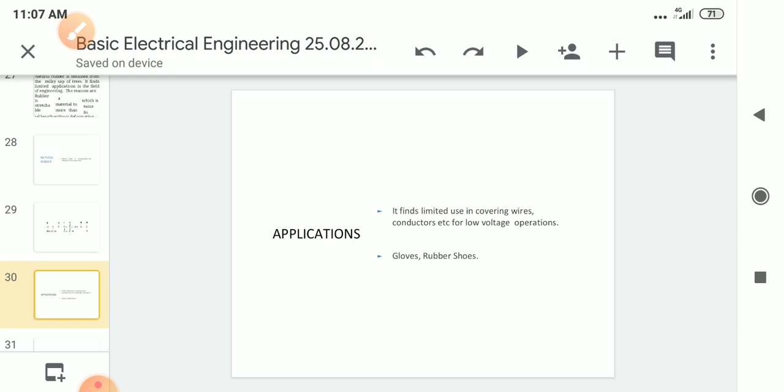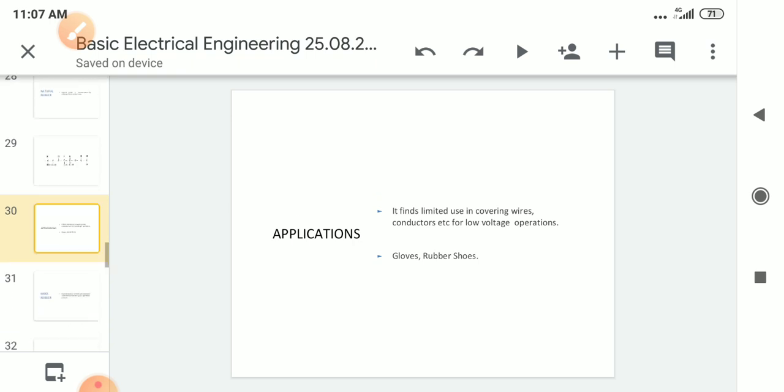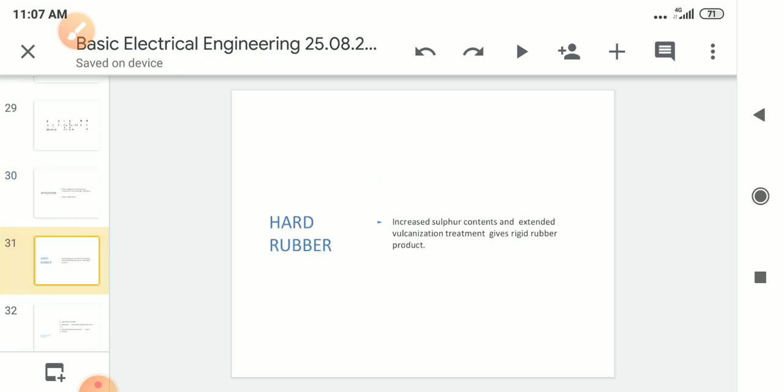So what are the applications? It finds very limited use in covering wires and conductors, etc., for low voltage operation also. Gloves, rubber shoes. For safety purposes, we have uniforms in our laboratories and in our substations, like that. In that, we use this type of gloves and rubber shoes. After that, hard rubber is there. Increased sulfur content and extended vulcanization treatment give rubber rigid rubber properties.